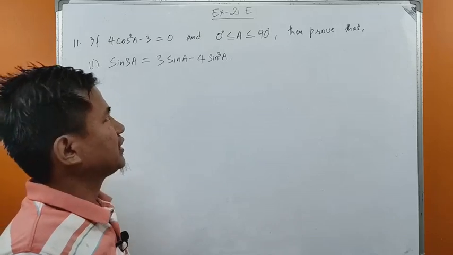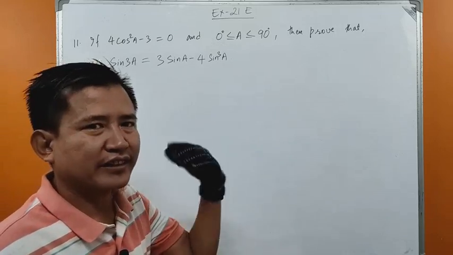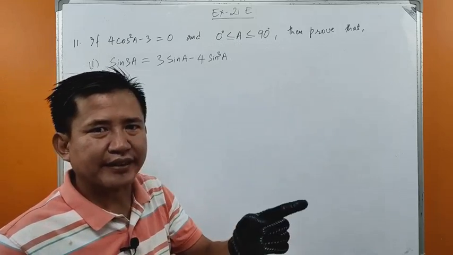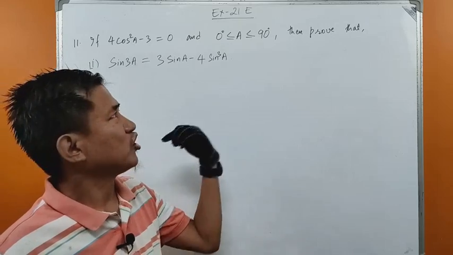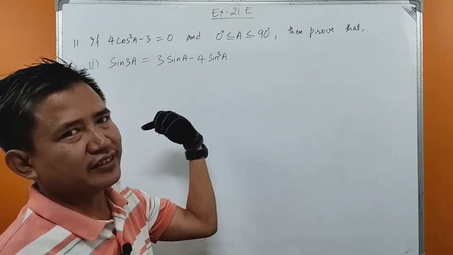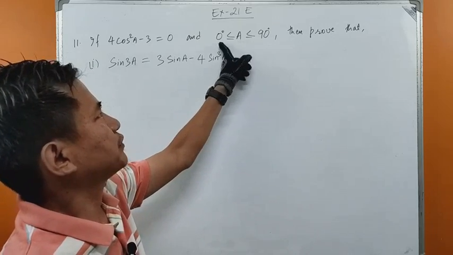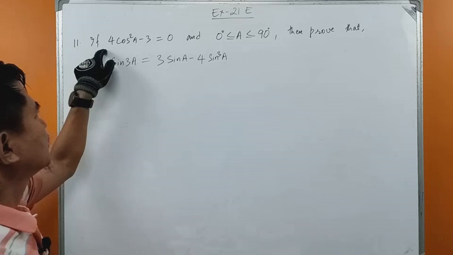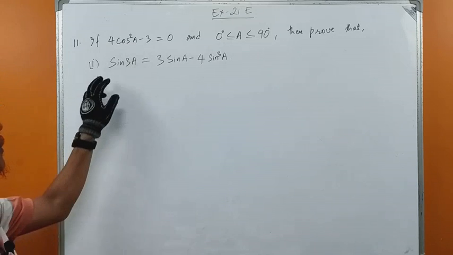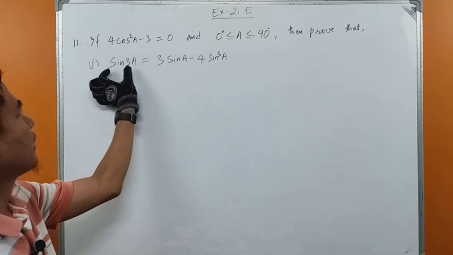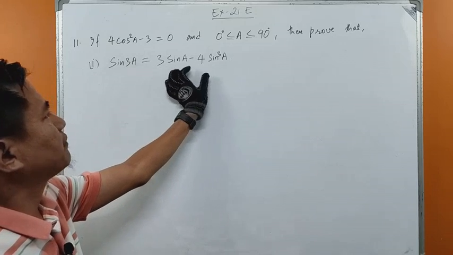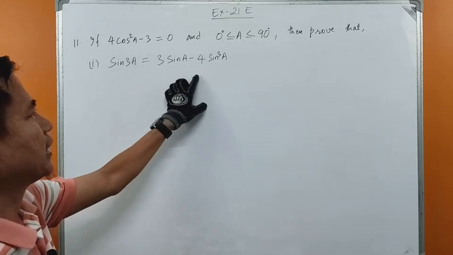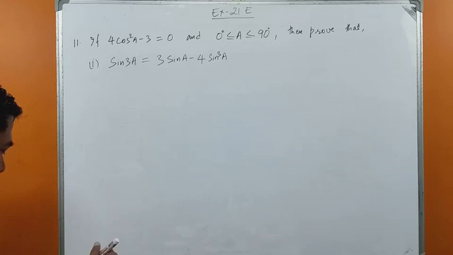The value of angle A can be 0 degree or greater than 0 degree, or the value of angle A can be 90 degree or less than 90 degree. Not greater than 90 degree and not lesser than 0 degree. Angle A lies between these two values. This is the given condition, and we are asked to prove sin 3A equals 3 sin A minus 4 sin cube A. This is the equation which we are asked to prove. So let's do this.